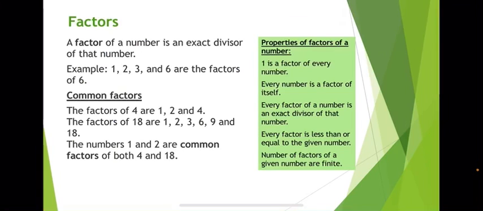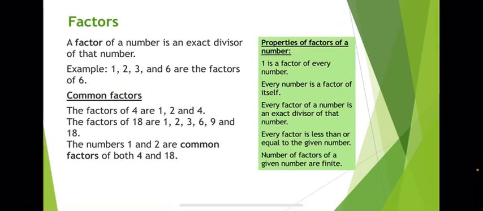Common factors. The factors of 4 are 1, 2 and 4. Similarly, the factors of 18 are 1, 2, 3, 6, 9 and 18. Factors are always smaller than or equal to that number. Now, the numbers which are common between the factors of 4 and 18 are 1 and 2. So, 1 and 2 are the common factors of 4 and 18.